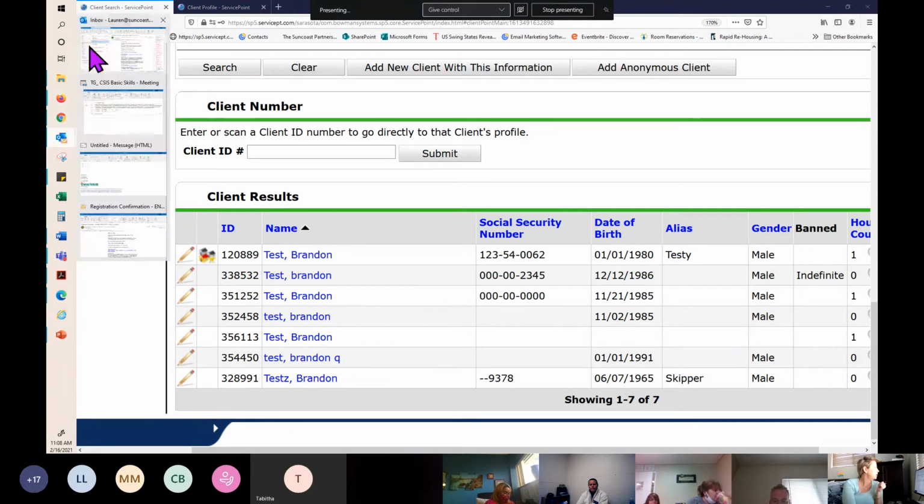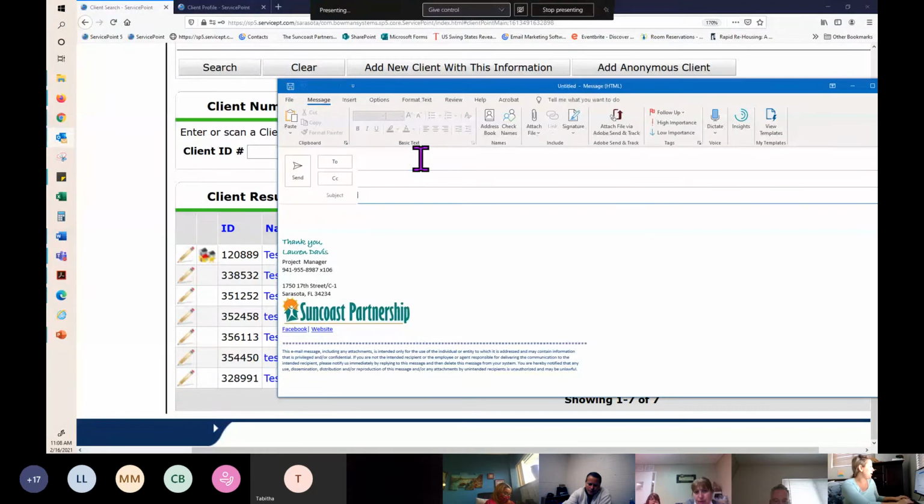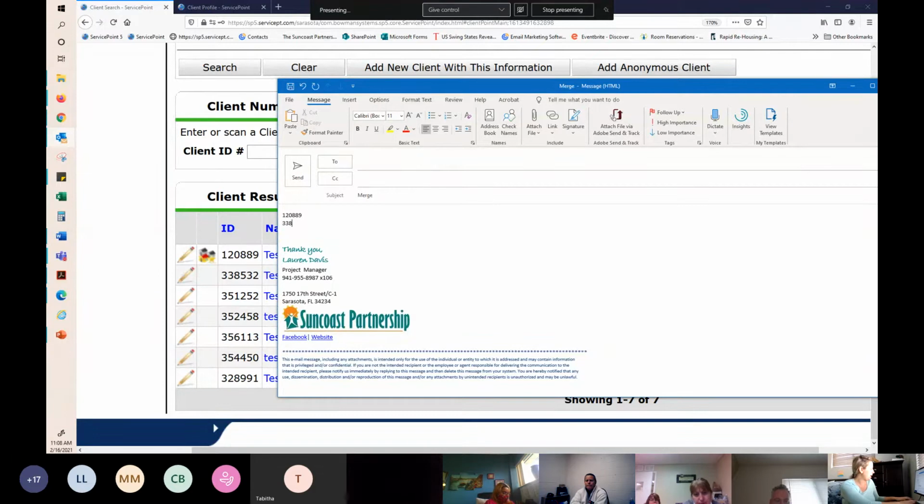What you're going to do is send a quick message. Literally, all you have to say is merge 120889 338532. It will just avoid the duplication. We will take all of the information from one client profile and merge it with the other client profile. So Brandon only has one profile. Keep that in mind as you work in the system. It will help us deduplicate all of the client records that are existing in our system right now. I don't need any more information on a merge other than the client IDs.